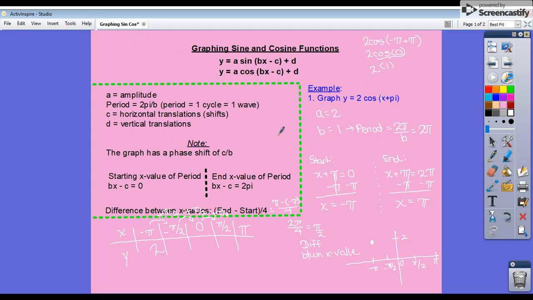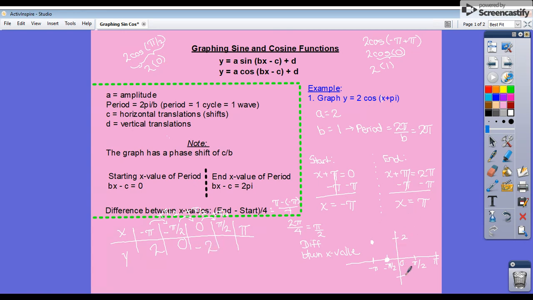So using a little sidebar over here as well, 2 cosine of pi over 2. What's the cosine of pi over 2? It's 0. And then 0 times 2 would give me 0. So when I'm at negative pi over 2, my y value is 0. And then from here, I'm going to plug in 0. 0 plus pi is pi. Cosine of pi is negative 1. And negative 1 times 2 is negative 2.